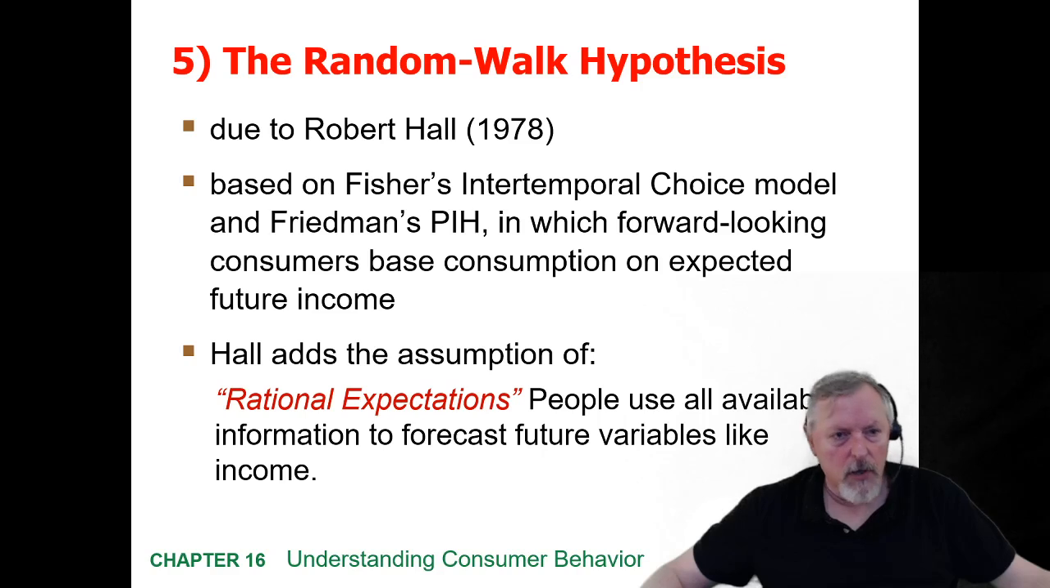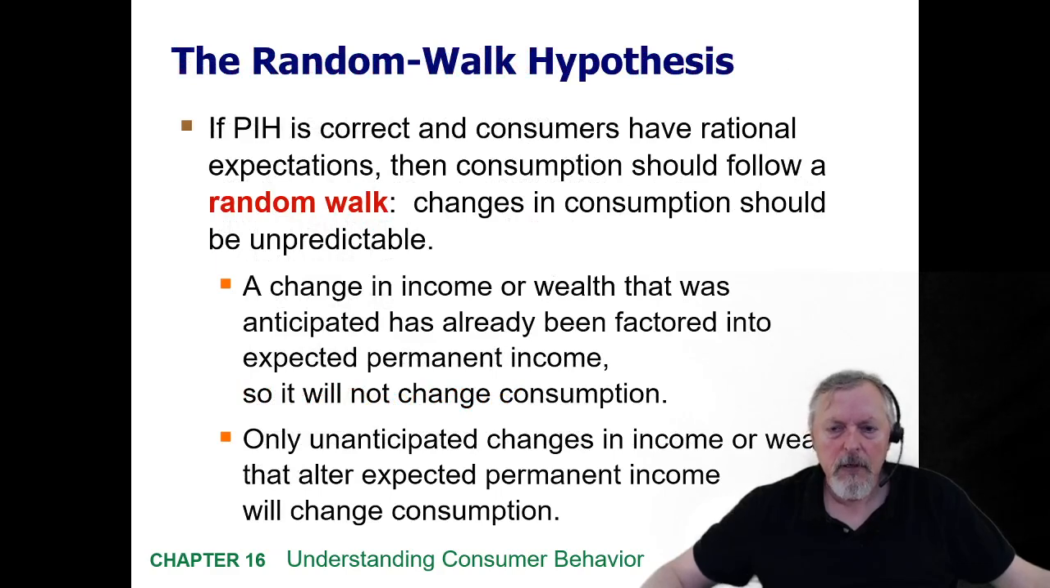Which brings us to Robert Hall and the random walk hypothesis. He was the first economist to show how rational expectations can influence the pattern of consumption over time. He combined rational expectations with the permanent income hypothesis. If you assume that the permanent income hypothesis is correct, and add to that the assumption that consumers have rational expectations, then that leads to the conclusion that consumption should follow what's called a random walk, meaning that changes in consumption should be impossible to predict.